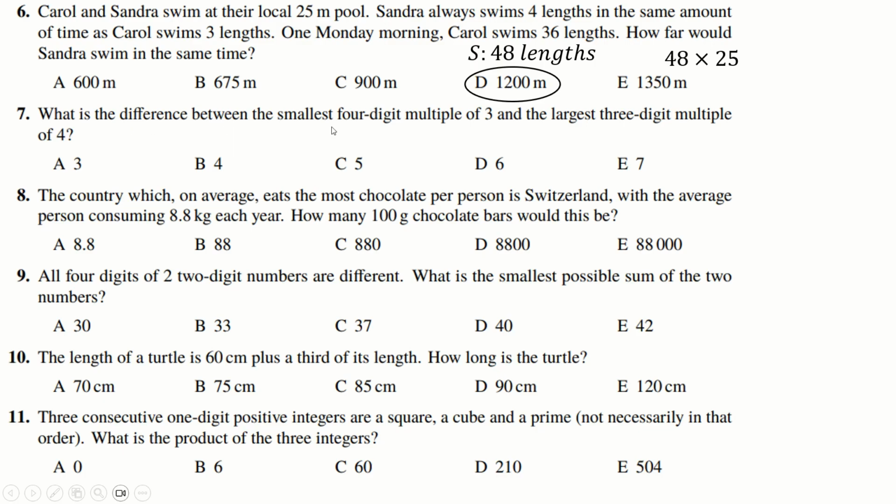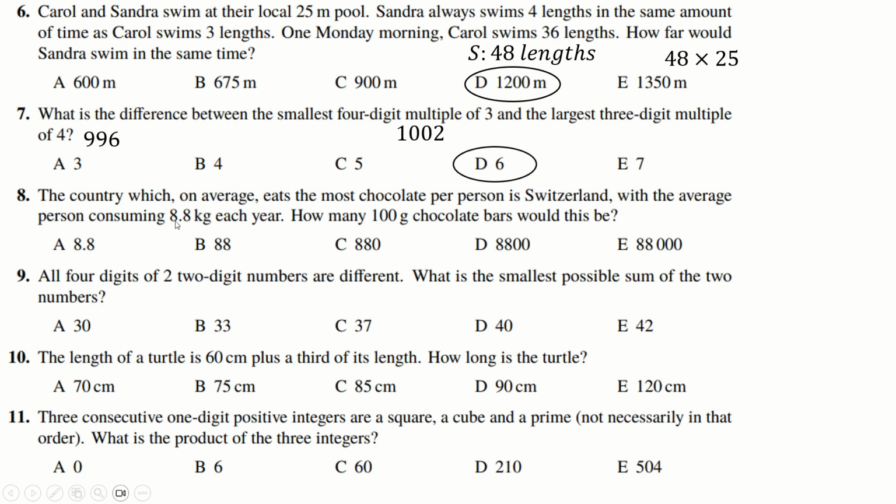What's the difference between the smallest 4-digit multiple of 3? Now, multiples of 3 need to have a digit sum that's a multiple of 3. So 1000 doesn't, because that has a digit sum of 1. 1001 doesn't, but 1002 does, because they add up to 3, which is a multiple of 3. The largest 3-digit multiple of 4, now 1000 is a multiple of 4, because 100 is. So therefore 996 is the largest 3-digit one. And the difference between those is 6.